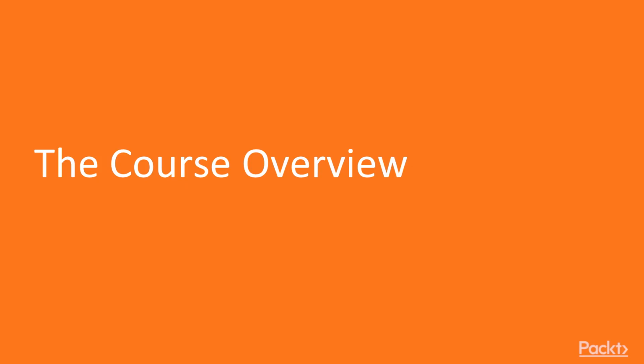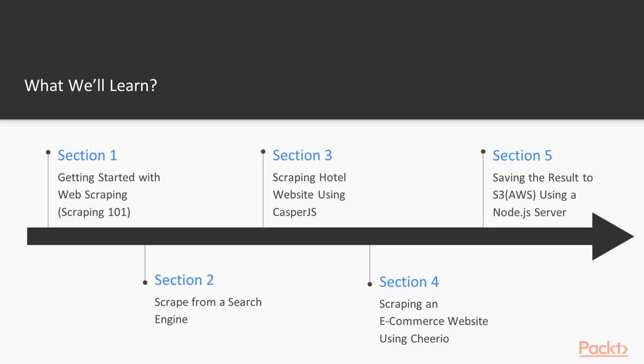Now, let's take a look at what we are going to cover in this course. There are 5 sections in this course. The first section is about getting started with web scraping. Scraping 101. I will explain the main idea behind web scraping and the legal limitations. Then I will set up the first web scraping example using only the browser's developer tools.